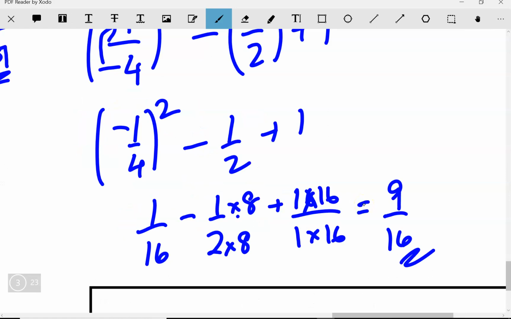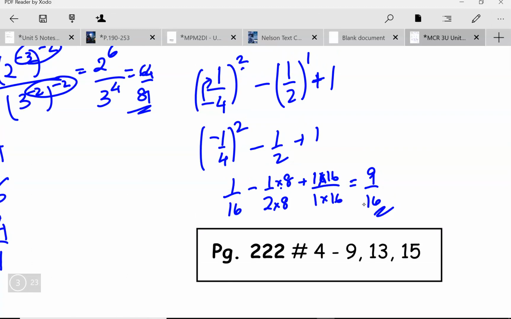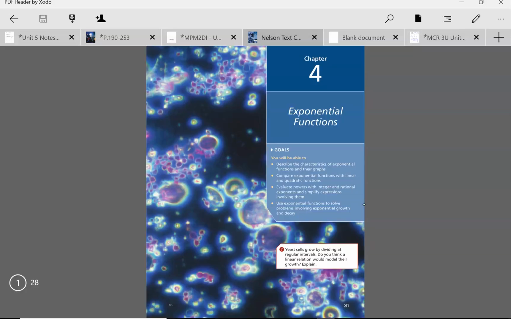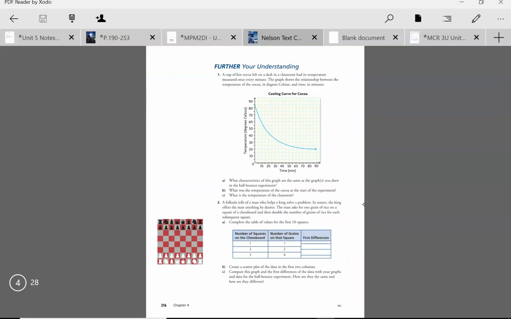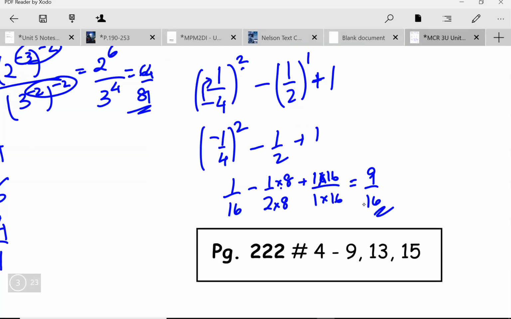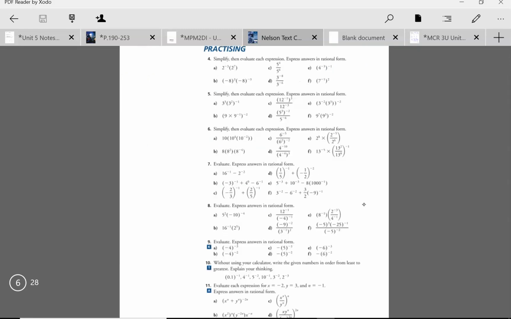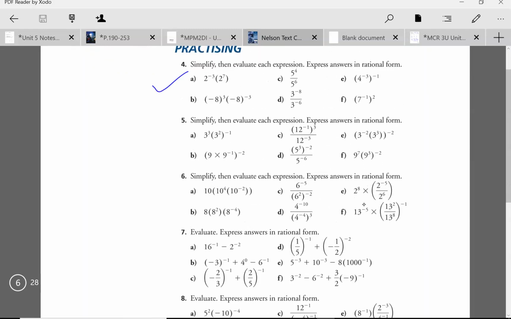We're back, 9 over 16. Okay, so we're going to take a quick look at that homework, see if there's any complicated questions. Page... where was I? 222. I think it's this textbook, yeah. Let's see, where's 222? 4 to 9, 13, 15. So actually, let's see, 4, this should be fairly easy stuff.